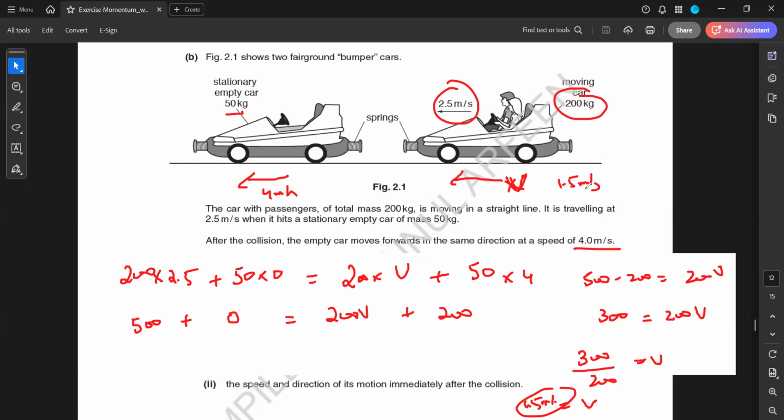So when we simplify and get a negative answer for the velocity, it means the object bounced back, or the object is moving in the opposite direction to the original one. But if we get a positive value, it means the object is moving in the same direction.